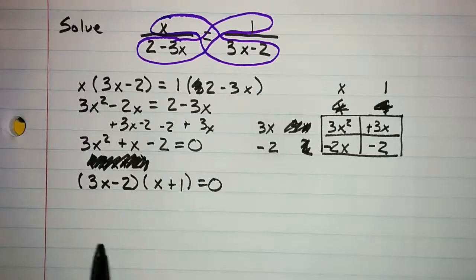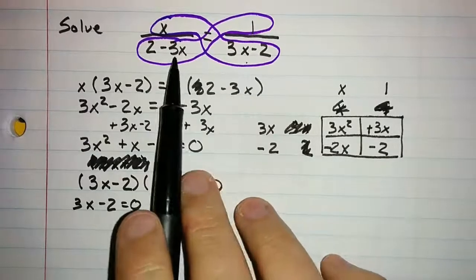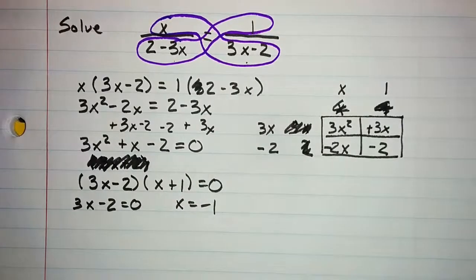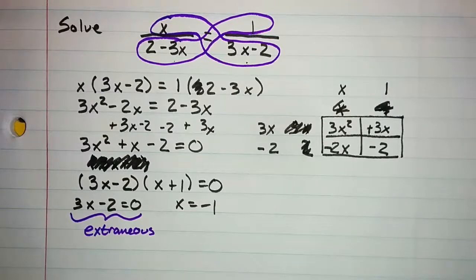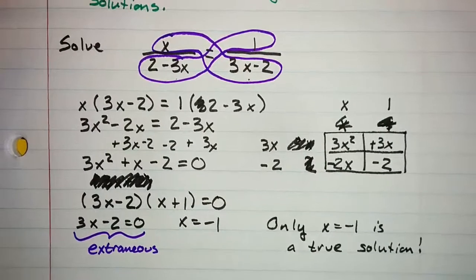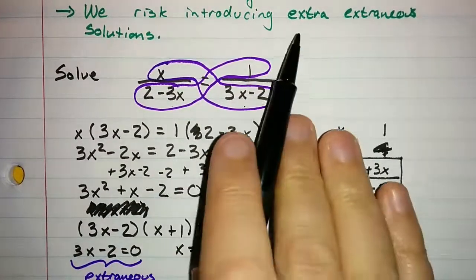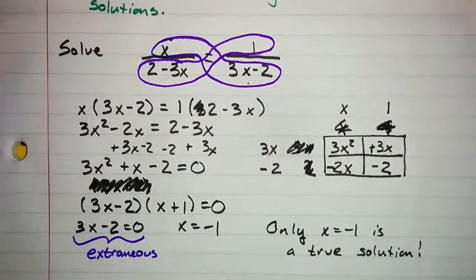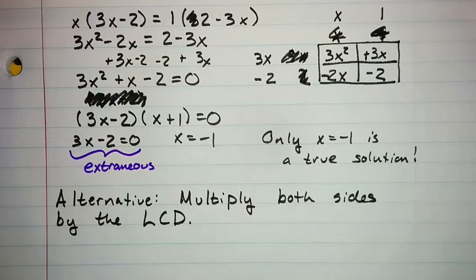Oh, but we notice that in cross-multiplying, we multiplied by both of these denominators. In cross-multiplying, we introduced this extraneous solution. Only x equals -1 is a true solution. By cross-multiplying, we introduced an extraneous solution that we really didn't need to have there. And in fact, we did something even worse than that to ourselves, as we'll see when we use the other method. What's the alternative? The alternative is to multiply both sides by the LCD.